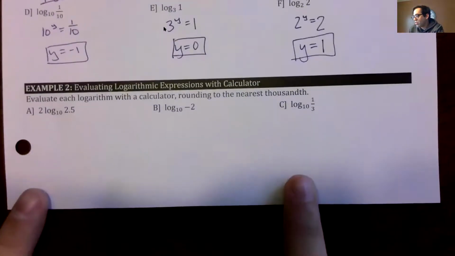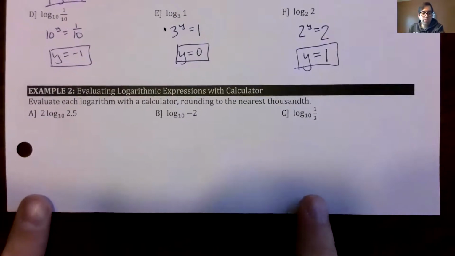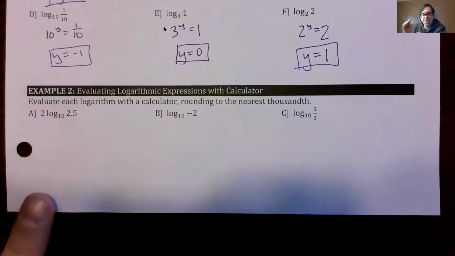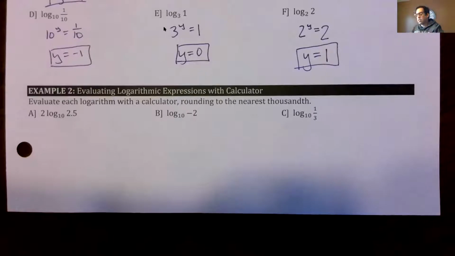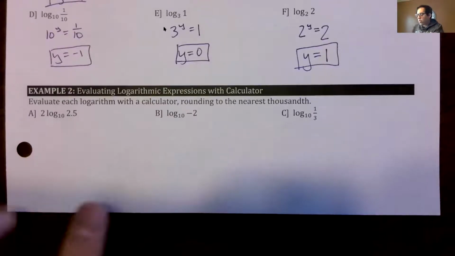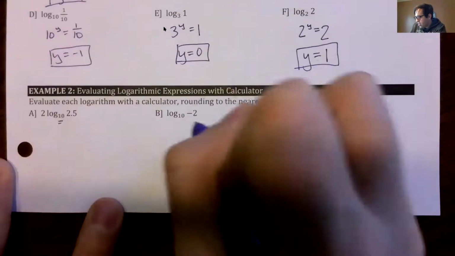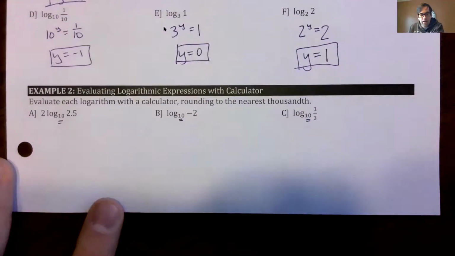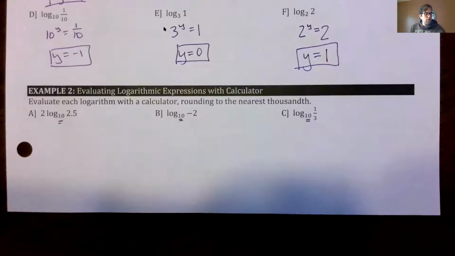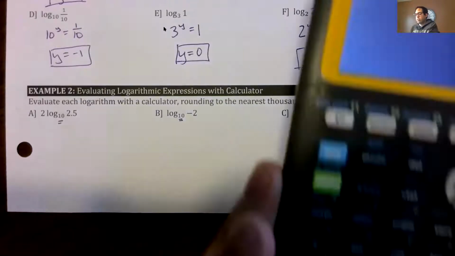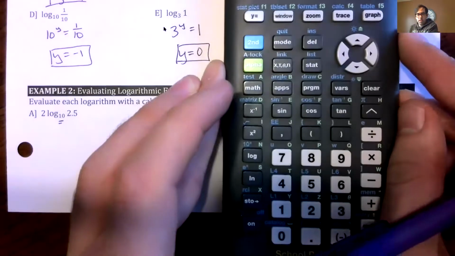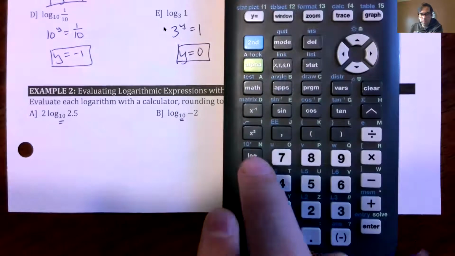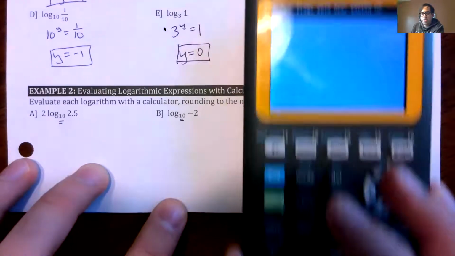We go to example 2, evaluating logarithmic expressions with a calculator. Evaluate each logarithm with a calculator rounding to the nearest thousandth. All right, so notice that each one of these is log base 10. On your calculator, if you just click the log button, so if I bring this over here, there is a button, and depending on your calculator, it might be somewhere different, but there should be a shortcut log button.